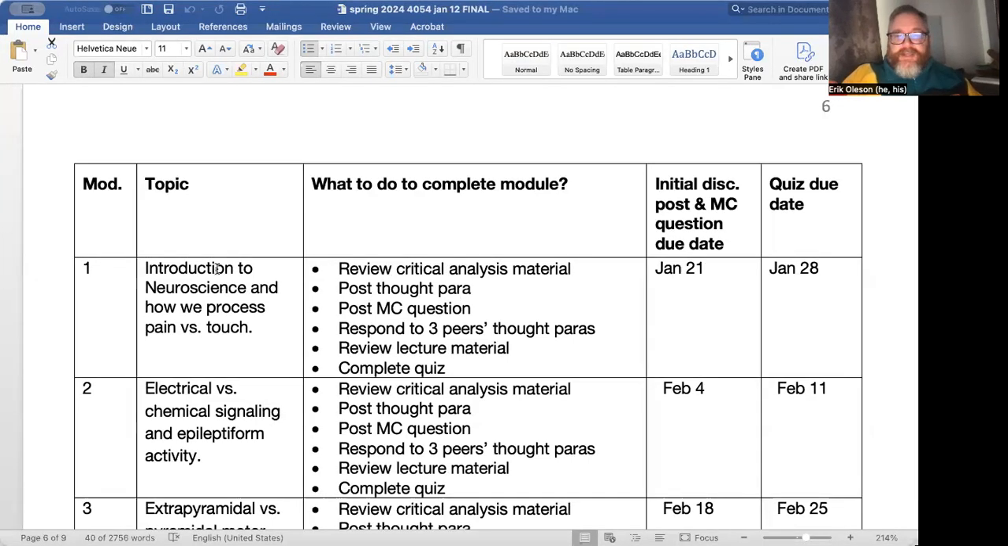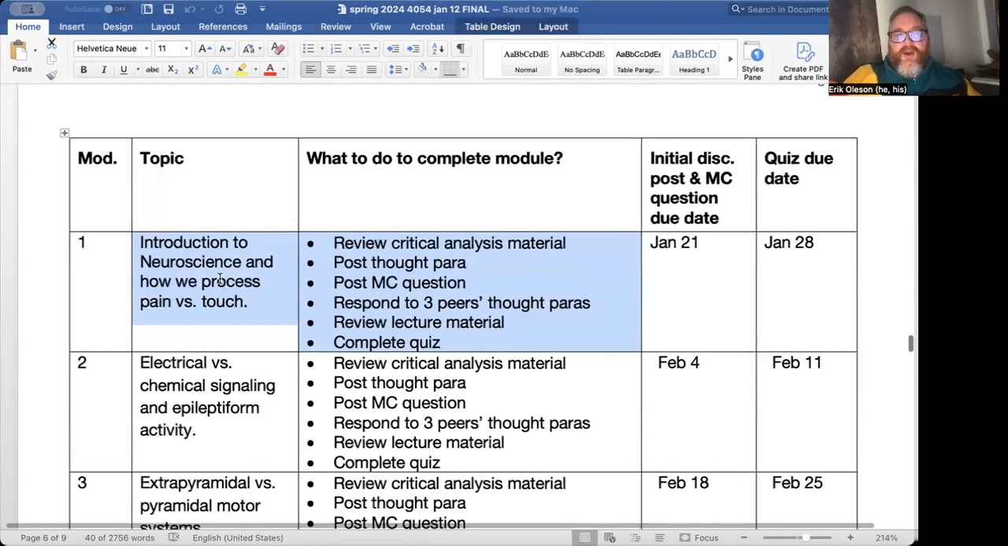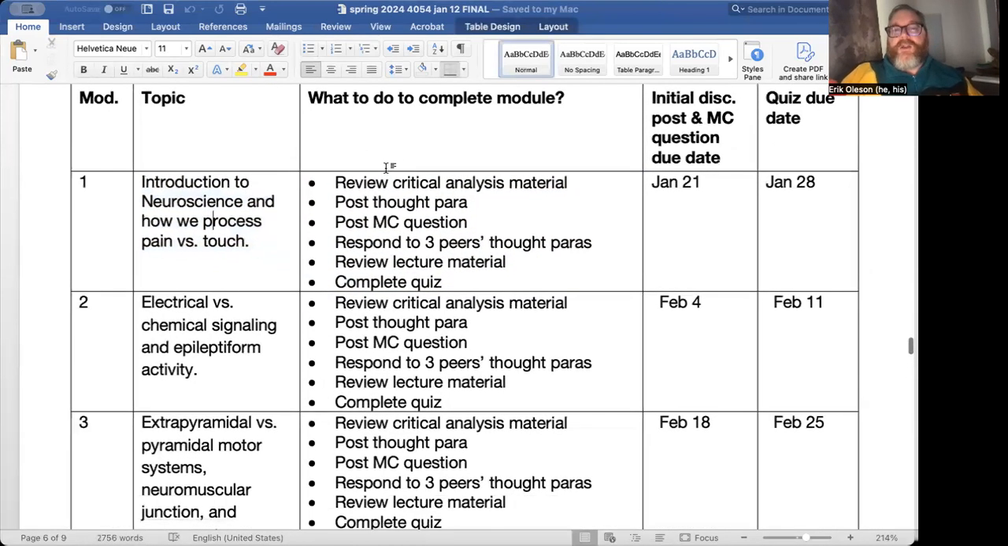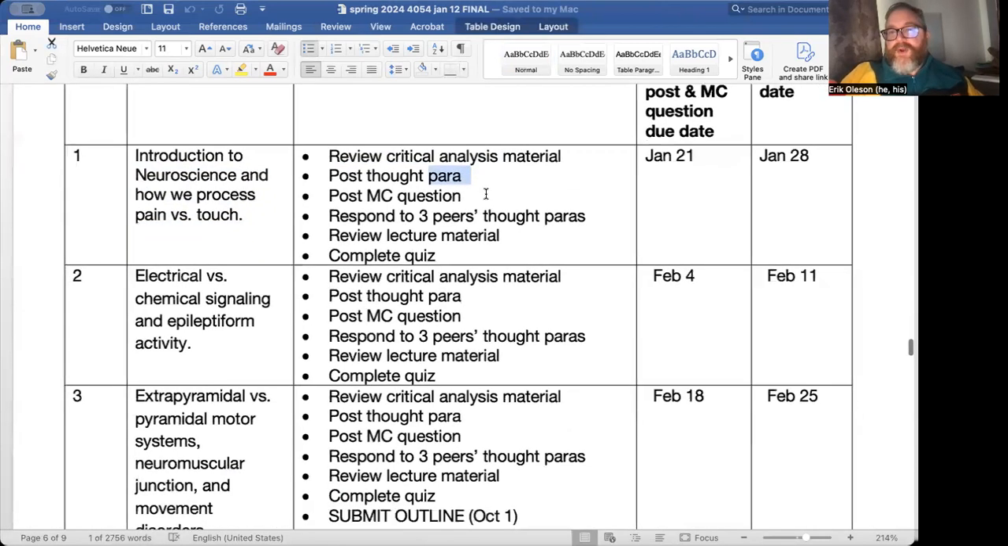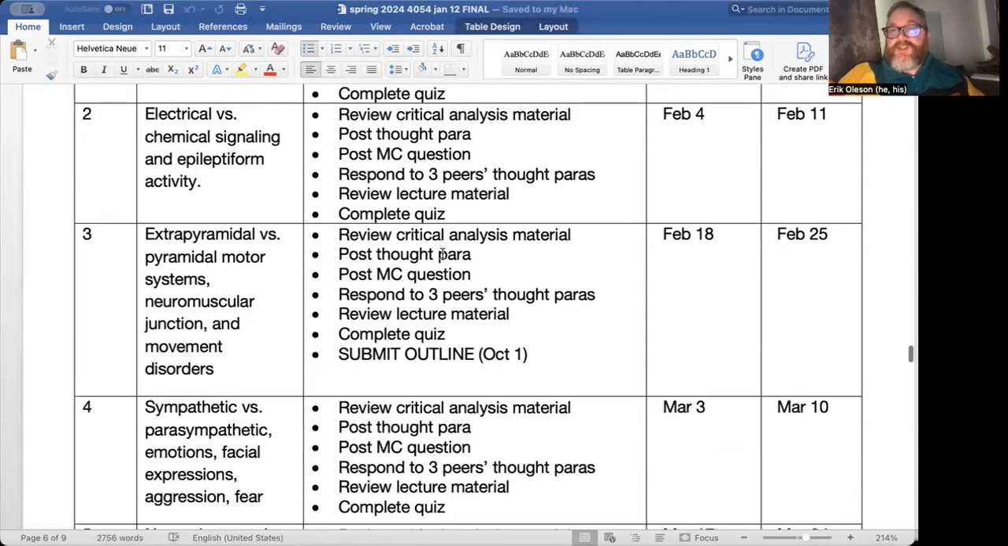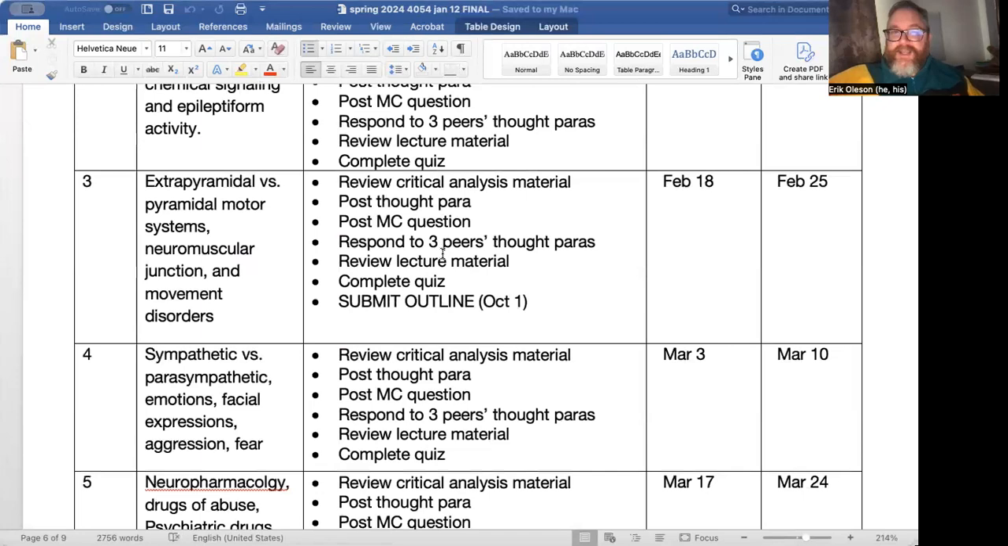Here you can see the schedule of events. For each of the modules, and each of these spans 2 weeks, you would need to review the critical analysis material, post your 200 to 300 word thought paragraph, post a multiple choice question that you develop using this material, respond to 3 peers' thought paragraphs, review the lecture material, and complete the quiz. While you're doing this, you need to be preparing your essay in the background.